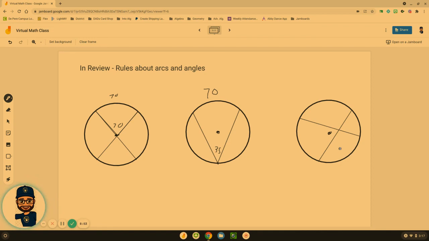Now we have this third rule. If this is 100 and this arc is 50, I would have to add them together and divide by 2 to get the middle angle would be 75. 150 divided by 2. Okay, so those are the three rules. You might want to make sure that you have those jotted down so that you have a visual representation.